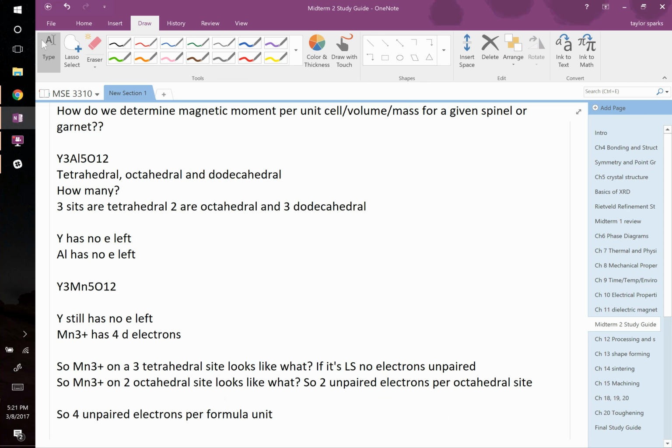And there are 2 octahedral per formula. So therefore, per formula, there are 4 unpaired electrons. Are those pointing the same way or different ways? They're on the octahedral site, both of them, so they're pointing the same way.